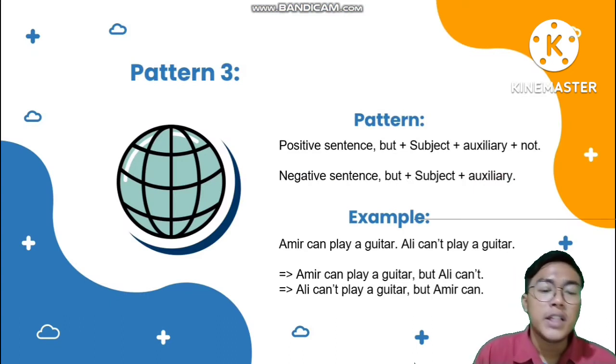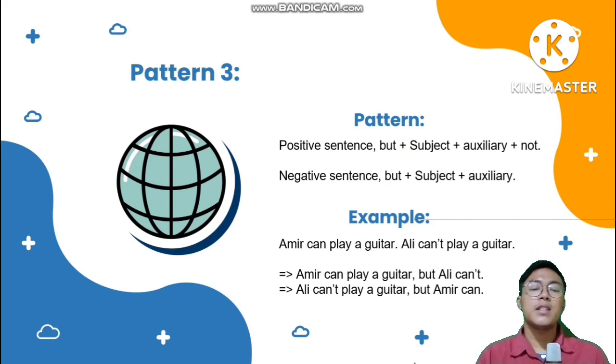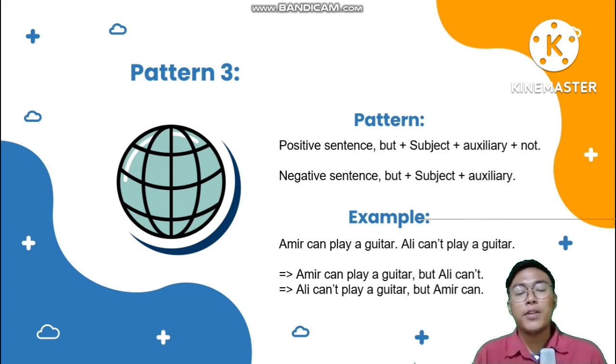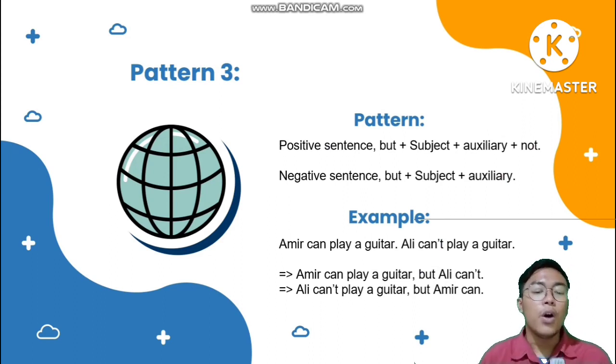Okay, we're going to move to the last pattern. It's pattern 3, the combined pattern. Positive sentence but plus subject plus auxiliary plus not, or negative sentence but plus subject plus auxiliary. For example: Amir can play a guitar, Ali can't play a guitar. We're going to combine it into: Amir can play a guitar but Ali can't, or Ali can't play a guitar but Amir can. Okay, just simple.